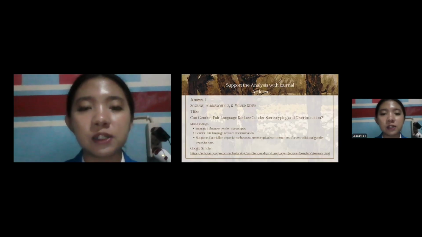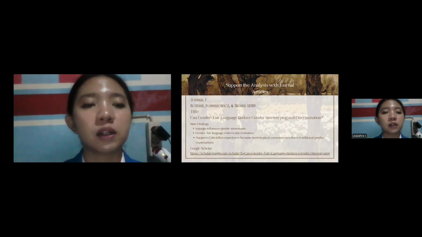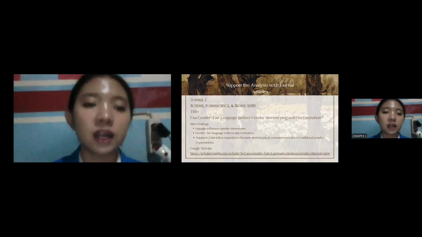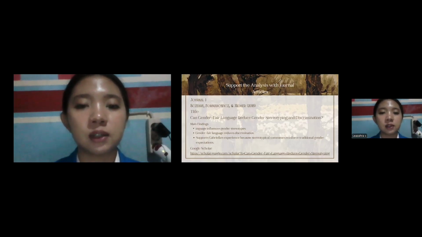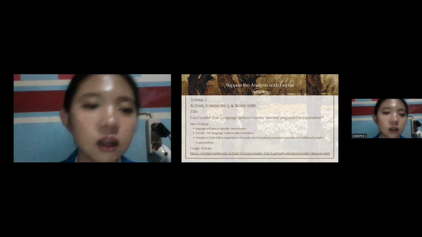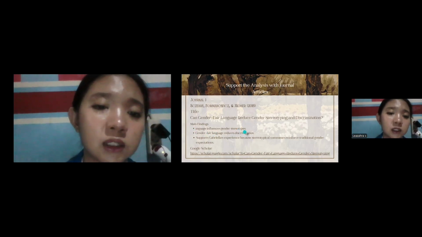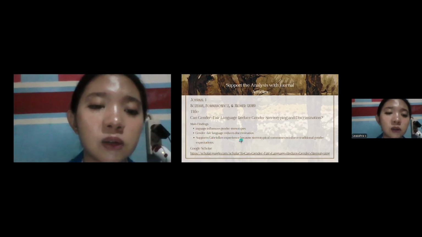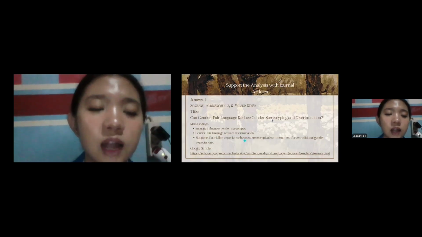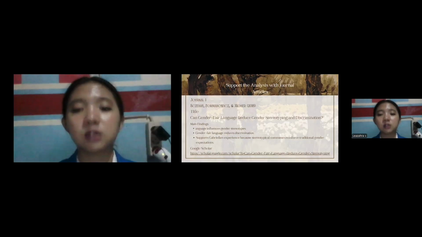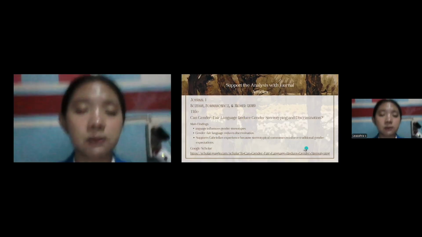Support the analysis with journal articles. Journal 1, with the title "Can Gender-Fair Language Reduce Gender Stereotyping and Discrimination?" The main findings: language influences gender stereotypes, and gender-fair language reduces discrimination. It supports Gabriella's experience because stereotypical comments reinforce traditional gender expectations.